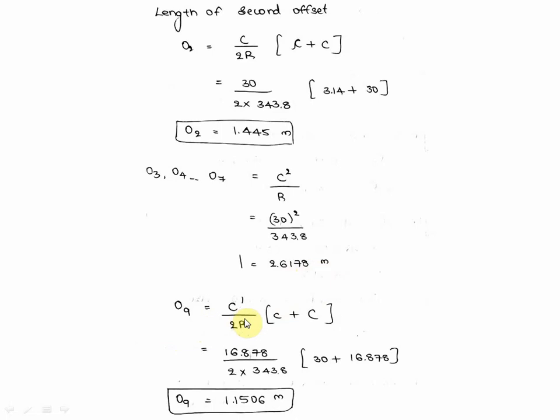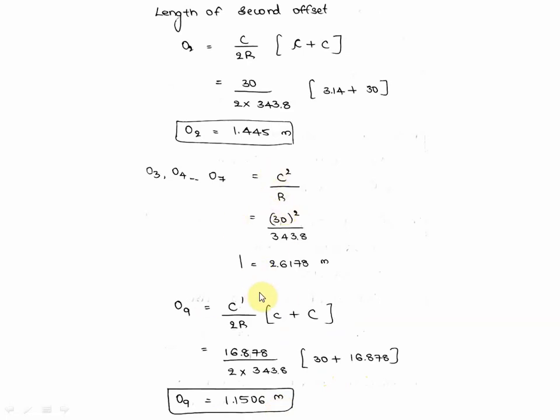Next, offset 9, which will again involve C dash. Why does the formula change here? Because for the last offset, the previous chord will be different. For offset 9, the current chord length is 16.87, that is the last subchord, and the previous chord length is 30, that is O8. That's why we need to apply this formula for the second and last offsets. So for offset 9 you will get 1.150. Correct?